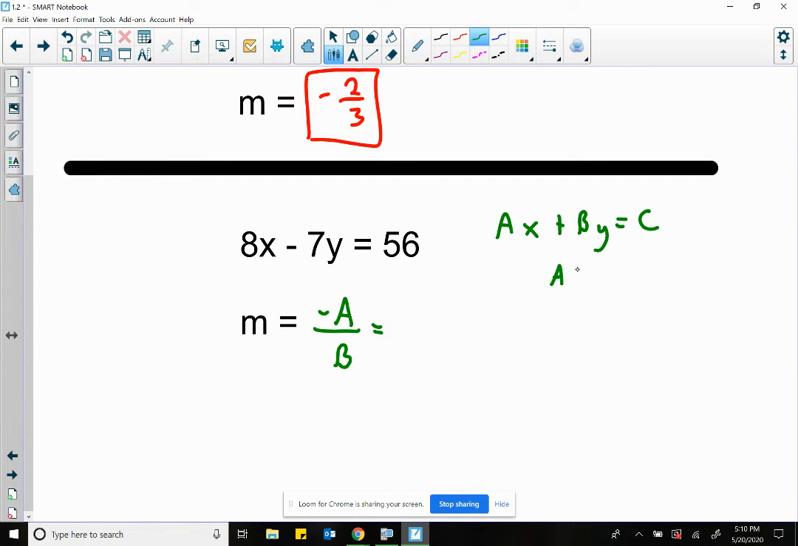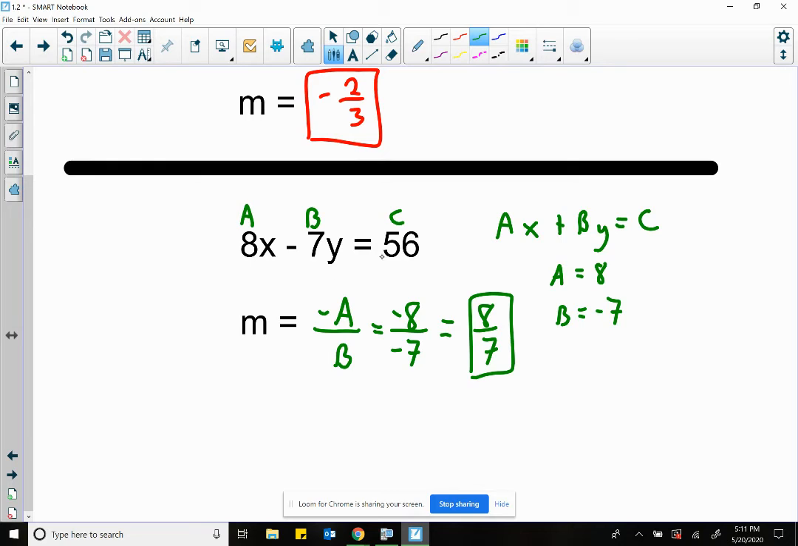Now your a value is 8. Your b value is negative 7. Because a is with x. There's your a. Your b is always with the y. And this is your c guy. So what is the opposite of a positive 8? A negative 8. What is my b value? A negative 7. So what does this reduce to? 8 over 7. And again, you could have solved this for y and gotten the same answer.